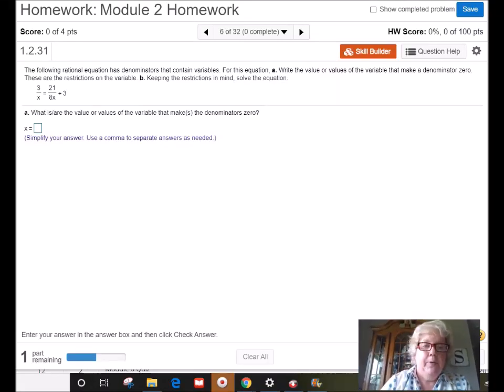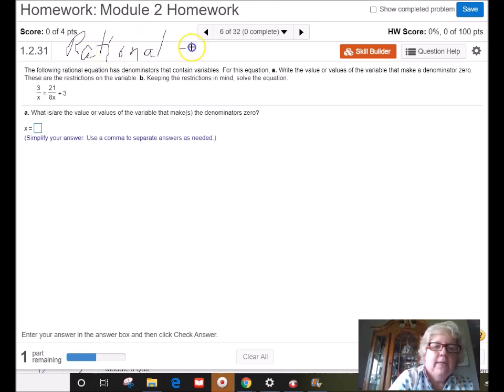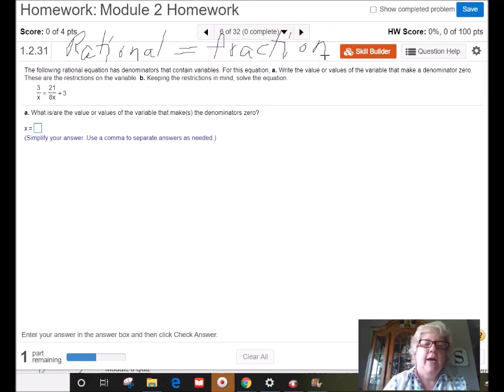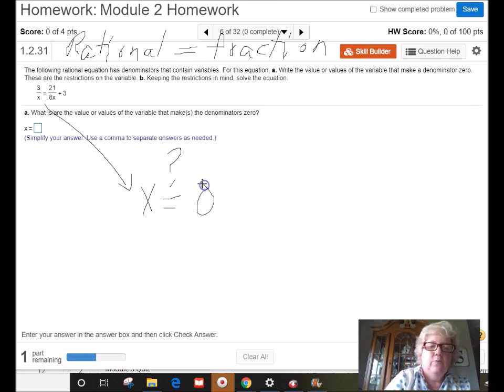This is an example of a rational equation. A rational equation is one that is a fraction. So whenever you hear the word rational, you can equate that to fraction. Now, the first thing you need to do when you have a rational equation is to look at each denominator and determine what would make that denominator equal to 0.